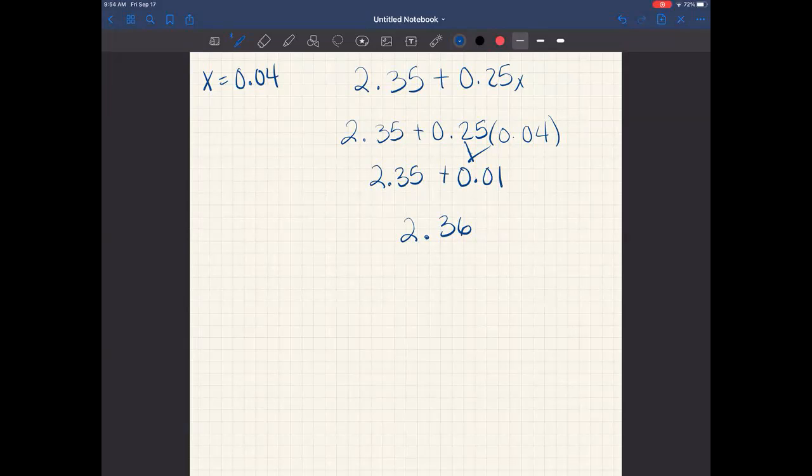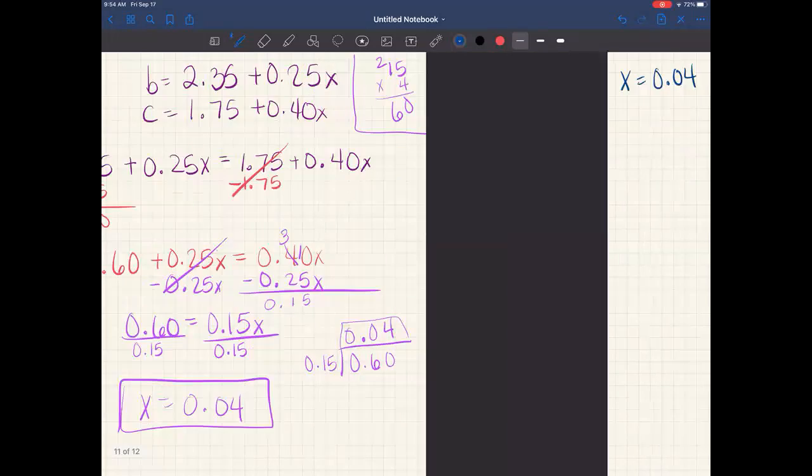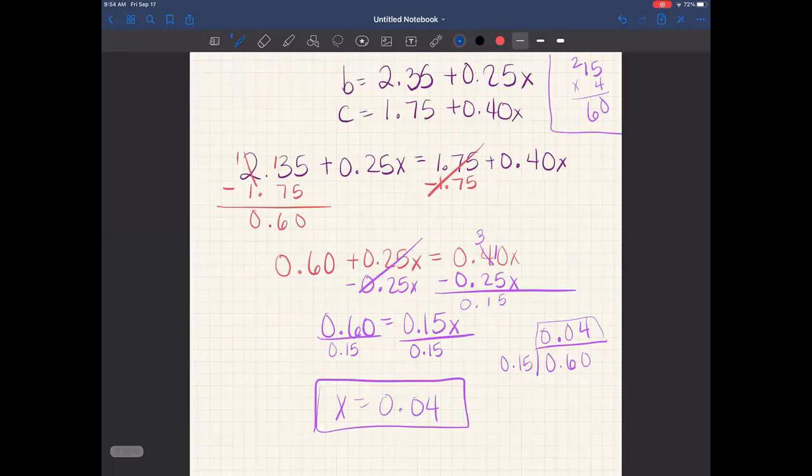Did I do it wrong? Is it possible that we did the multiplication of x wrong? Because I checked in my calculator and it said that 0.60 divided by 0.15 is 4, not 0.04. It might have been that. I might have done it the incorrect way. I might have been thinking ahead with the multiplication.